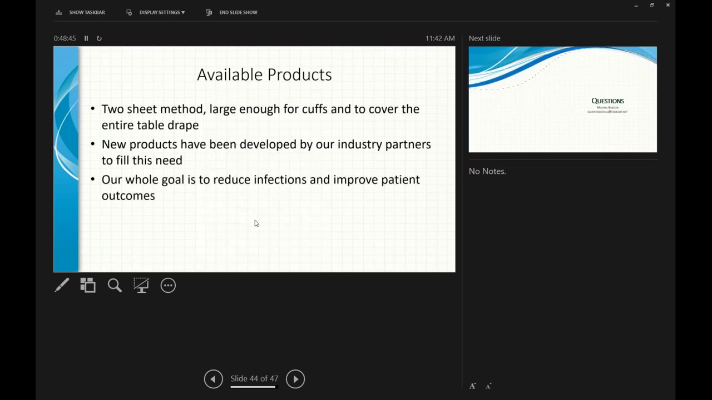So what are your available products for doing this? There is the 2-sheet method with cuffs large enough to cover the entire table. There are new products now being developed by our industry partner to fill this need. And I know AORN is evaluating those now. Our whole goal here is to reduce the infections and to improve the patient outcomes. That's why we practice as operating room nurses.